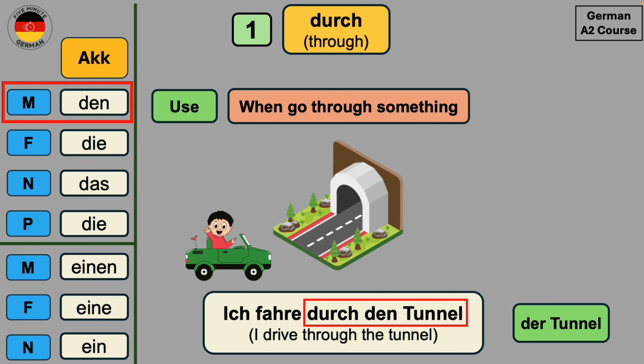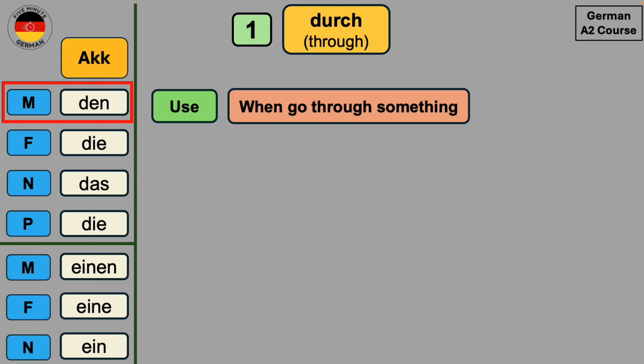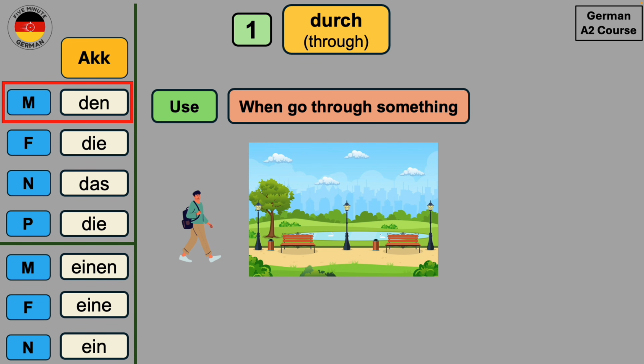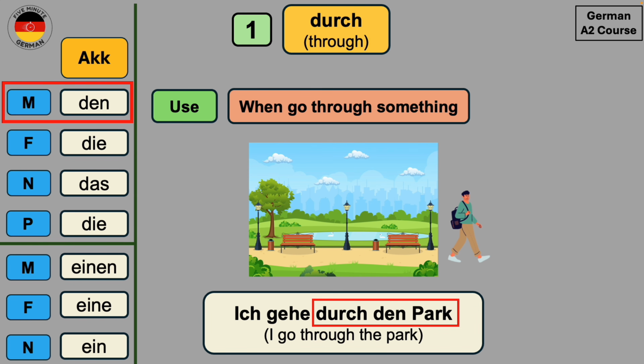That's why we say den Tunnel. Another example can be, suppose that you enter this park from one side and then exit from the other side. Then you can say, Ich gehe durch den Park. I go through the park. And we have again used den over here because park is der Park.